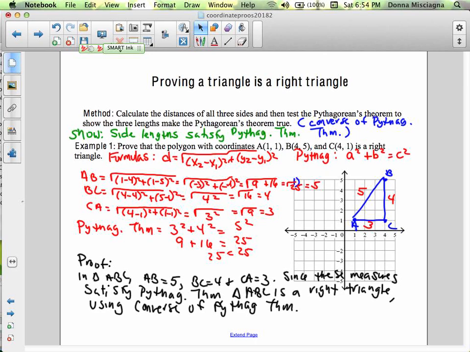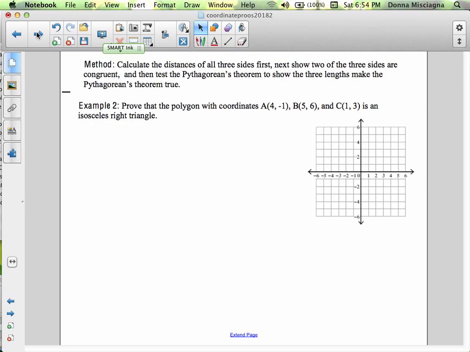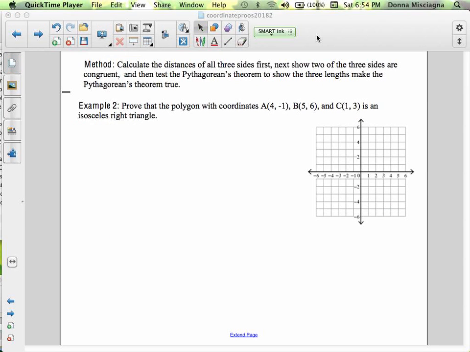All right, so now let's go to our next problem, which is going to combine both the isosceles triangle and the right triangle together. So we're going to calculate the distance of all three sides first. Next, show two of the three sides are congruent. And then test Pythagorean theorem to show the three lengths make Pythagorean theorem true. All right, let's call that our show.